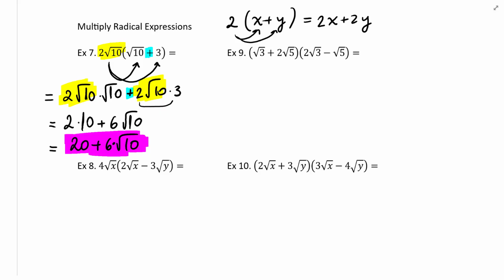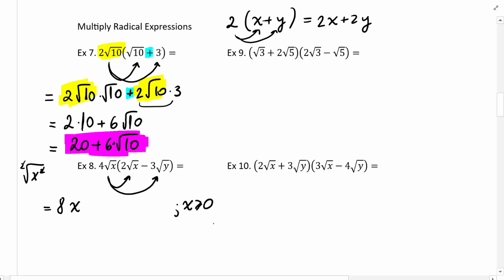And now let's take a look at example 8 that deals also with letters. So again, we apply the same principle, and it's going to give us 4 square root of x times 2 square root of x, it's 8x, because square root of x times square root of x is square root of x squared. The index and the exponent cancel, and we would get x. We want to make sure it's positive, so we can put absolute value of x. But I'm going to put here x is greater than or equal to 0, which is pretty much the assumption for all our variables in this type of problems.